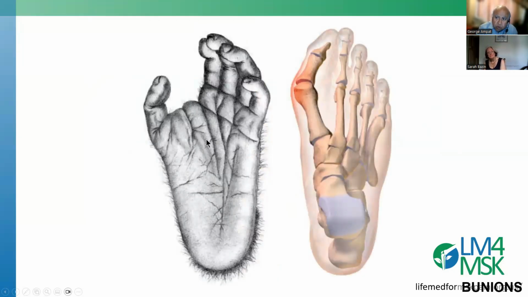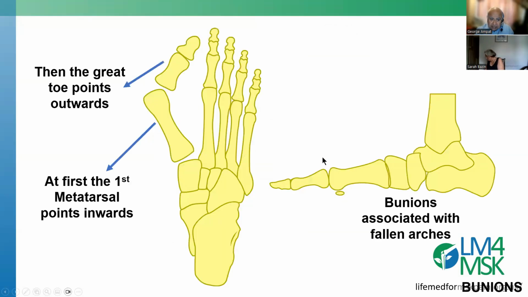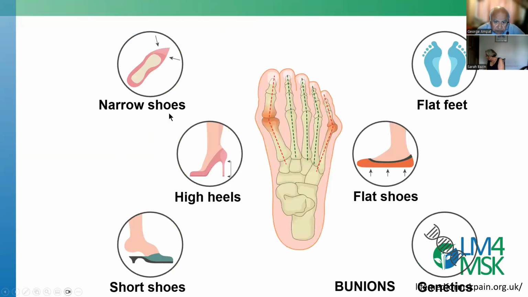It had to hold on to the trunks to jump from one tree to another. So that evolutionary weakness is still there. We are no more climbing trees like apes, but because of the way we have evolved, that weakness is there. It is not the great toe moving outwards that occurs first. It is this part, the first metatarsal pointing inwards, that is the first step. The secondary step is the great toe pointing outwards.